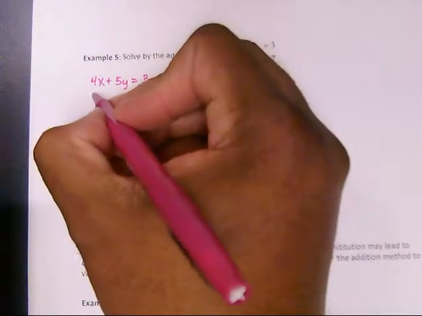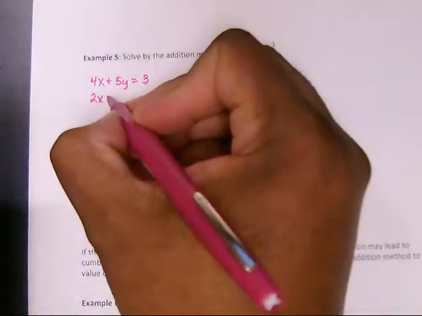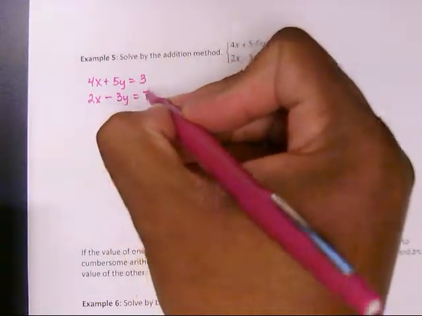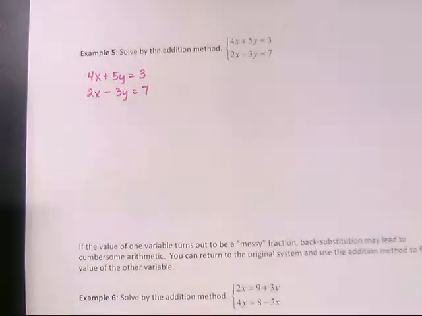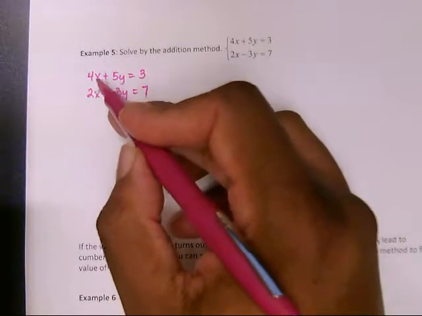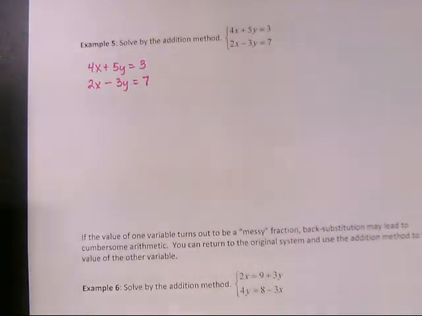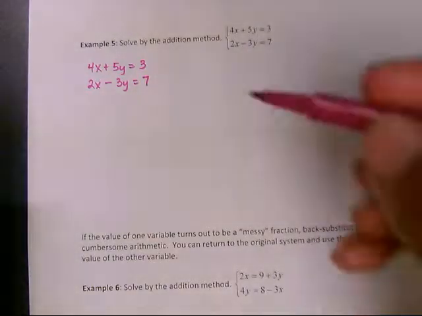And the other equation is 2x minus 3y is equal to 7. Now, if we were to add these directly, we will not be able to eliminate either the x or the y. So that tells me I need to multiply either one of the equations or both equations by a non-zero number. That way I will be able to eliminate either x or y.